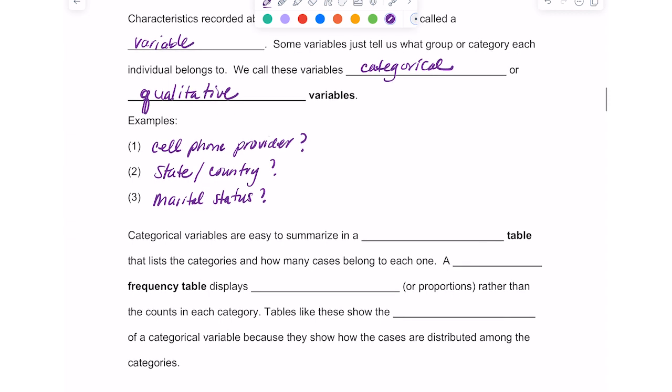They're really easy to summarize in what's called a frequency table. So the word frequency just means counts, like how often something occurs. And it lists the categories and how many cases belong to each category. We also have what are called relative frequency tables. And the only difference is that they display percentages or proportions rather than counts.